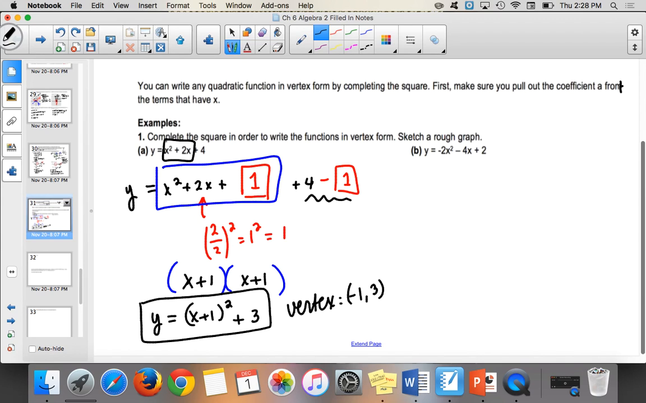That's it. Found the vertex easily. Yeah?